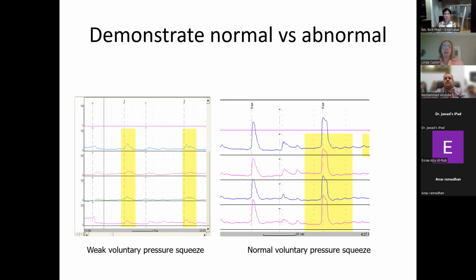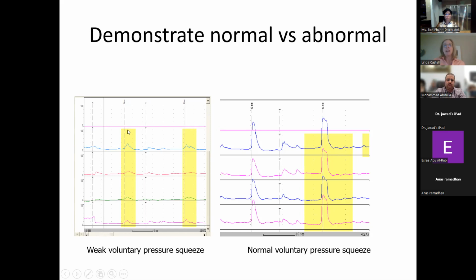Okay, so some of the tools that we use with our patients: when we do our patient education, we're going to show them what normal versus abnormal looks like. So on the left, this is our patient's resting pressure before the yellow squeeze box. So this patient has low resting pressures, probably about 15 millimeters of mercury. When the patient squeezes, they're only squeezing about another 20 millimeters of mercury.